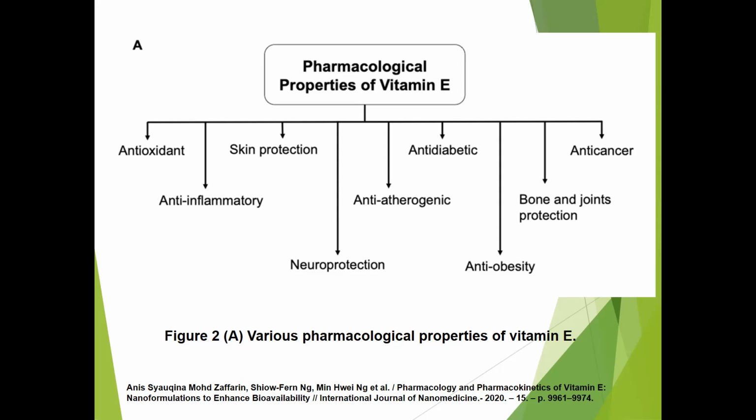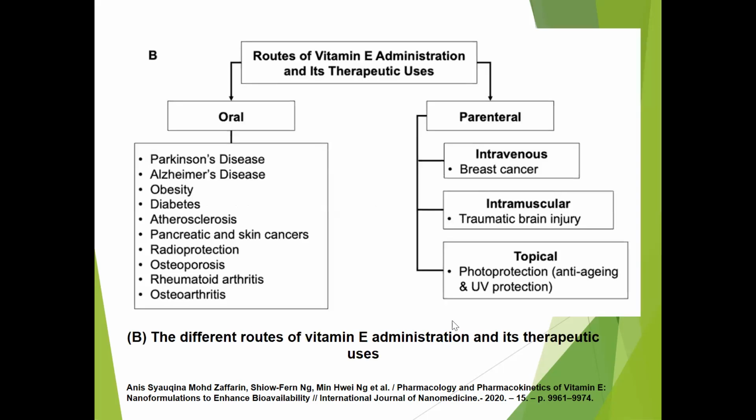Okay, pharmacological properties of vitamin E: antioxidant, anti-inflammatory, skin protection, neuroprotection, anti-atherogenic, anti-diabetic, anti-obesity, bone and joint protection, anti-cancer. But we must understand at all times the concentrations of this vitamin E in the therapeutic index, and please don't use it for a very long time without an episode of stopping the use of this vitamin.